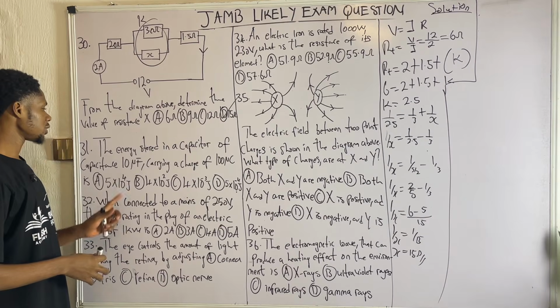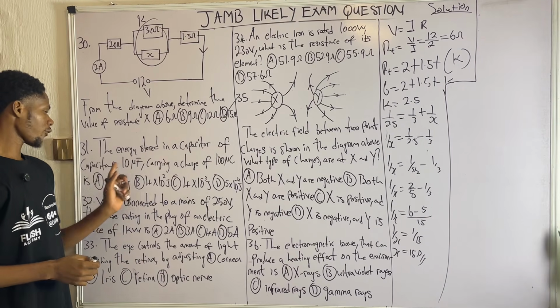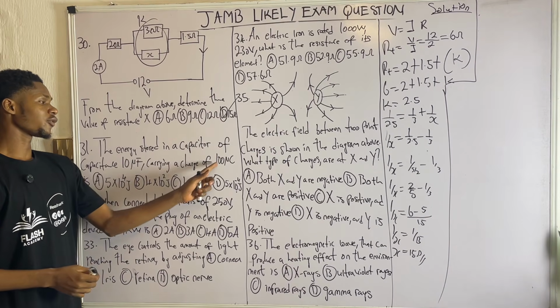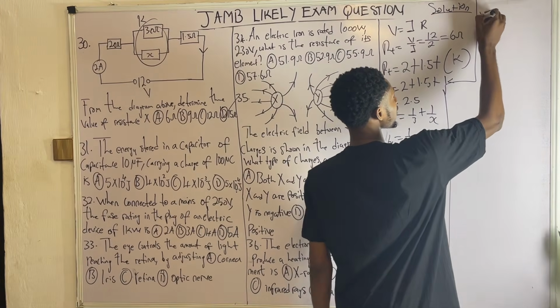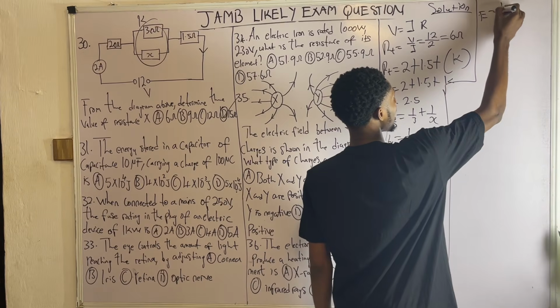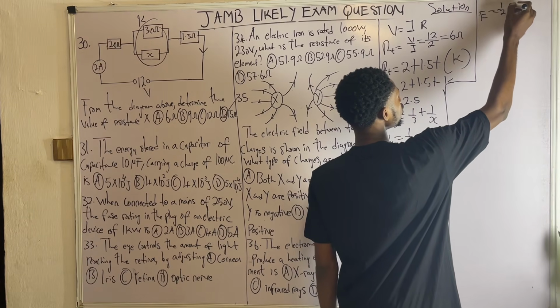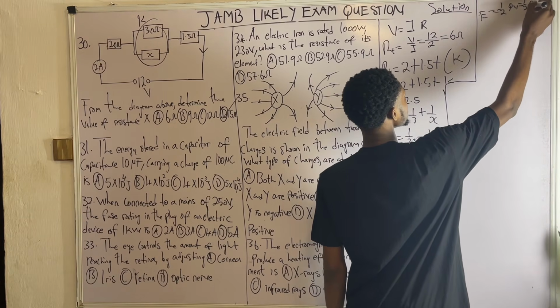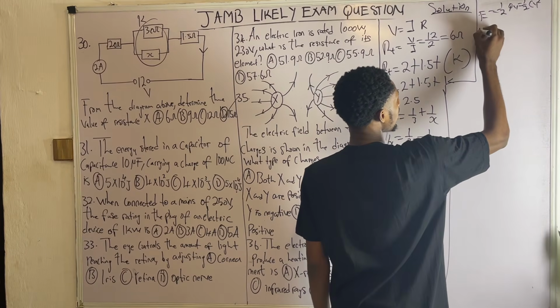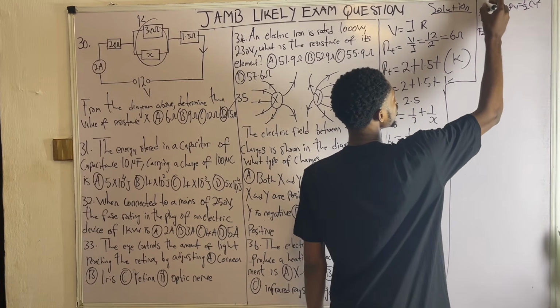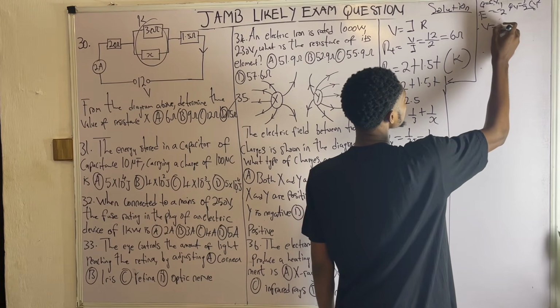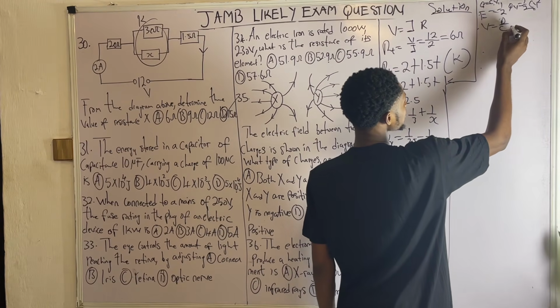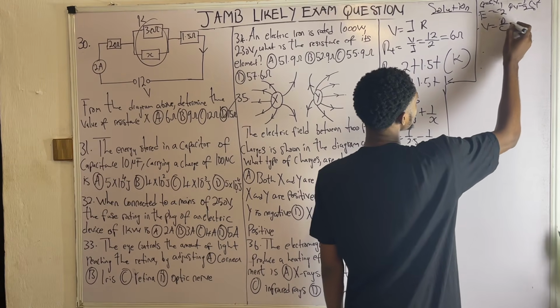The next question on the board: the energy stored in a capacitor of capacitance 10 microfarads carrying a charge of 100 microcoulombs is, now before you can solve for the energy, you need to know the formula for calculating energy stored in the capacitor. That's 1 over 2 QV or 1 over 2 CV squared. Remember that Q equals CV. So from this formula, V is equal to Q over C. Let's put it into this equation.